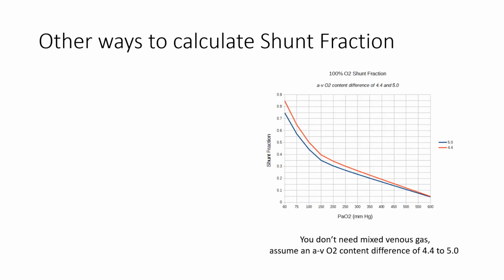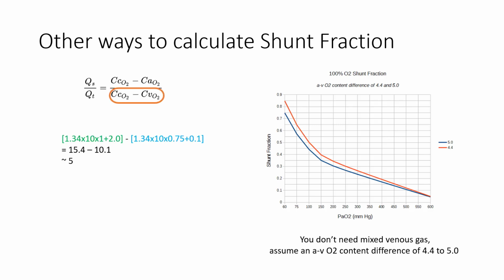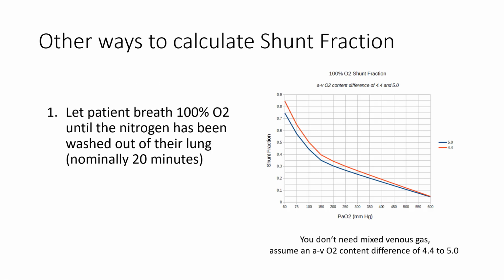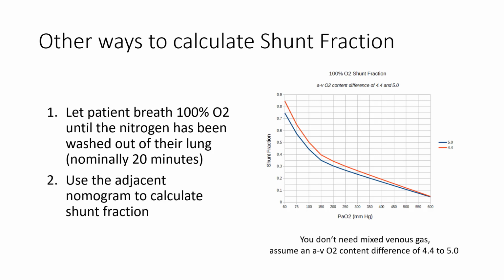There are some other ways to calculate shunt fractions which are much easier, though they have more assumptions. One of the assumptions that you can make is an AvO2 content difference of around 4 to 5, and you can take this when you do not have a mixed venous gas available to you. The assumption you are making is that the denominator of the shunt equation, which is CcO2 minus CvO2, is around 4 to 5. Let your patient breathe 100% oxygen until the nitrogen has been washed out, which takes around 20 to 30 minutes. And then you can use this nomogram to calculate the shunt fraction.